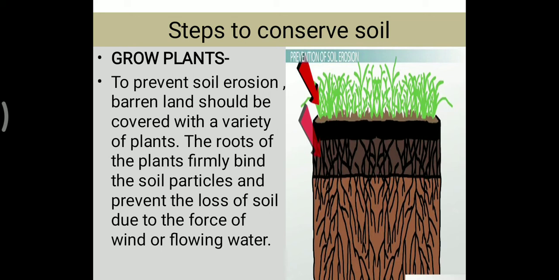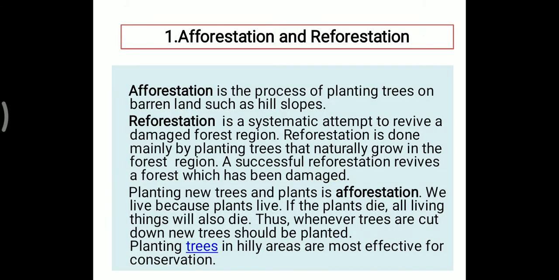So how can we make our soil fertile? By growing plants on it. Yes children, if we grow any kind of vegetation, whether it is grasses or crops, these plants make the soil fertile and will not allow the soil to be blown away by wind or washed away by water. We can plant trees and grasses by two methods: afforestation and reforestation.